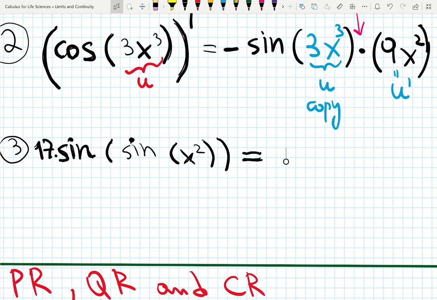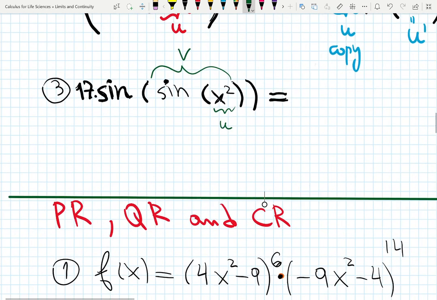Okay, challenging example. People like that. What function is inside and what function is outside? So it is, let me read it just a second, 17 sine of sine of x squared. Now go. X squared is inside sine. Yes. Then sine of x squared is inside sine. Exactly. This is the perfect example. There is a function inside of the function inside of the function. That means you will do chain rule twice. This is u inside of sine, but sine is inside of sine.